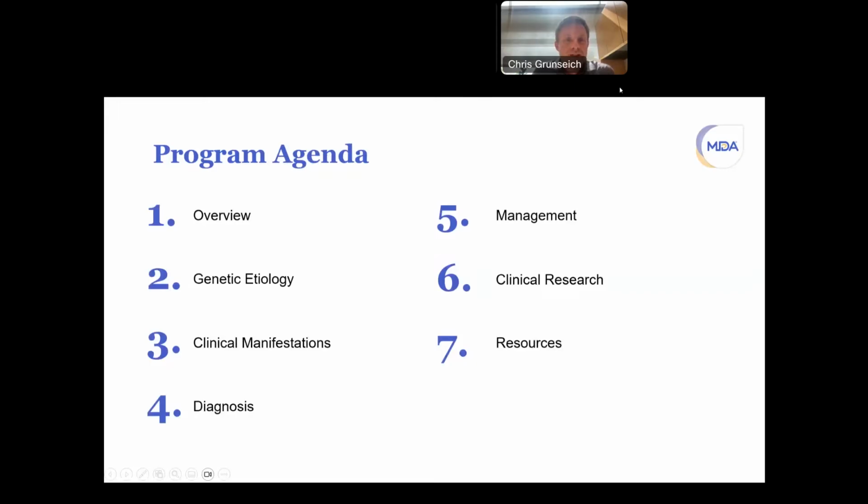Our agenda for today's talk will include an overview of the disease, the genetic etiology of spinal and bulbar muscular atrophy, and some of the clinical manifestations that you can anticipate encountering both in the early stages of the disease and as the disease progresses. We're going to talk about how the diagnosis is made, how patients with SBMA are managed, some of the ongoing clinical research in the field, and resources that would be useful for you as a clinician in managing a patient with SBMA.